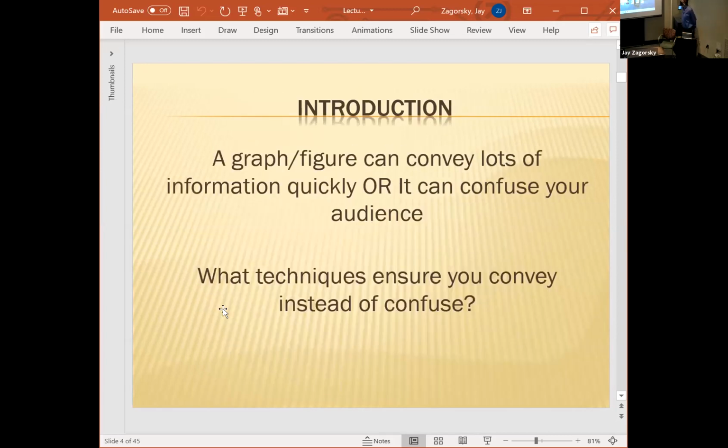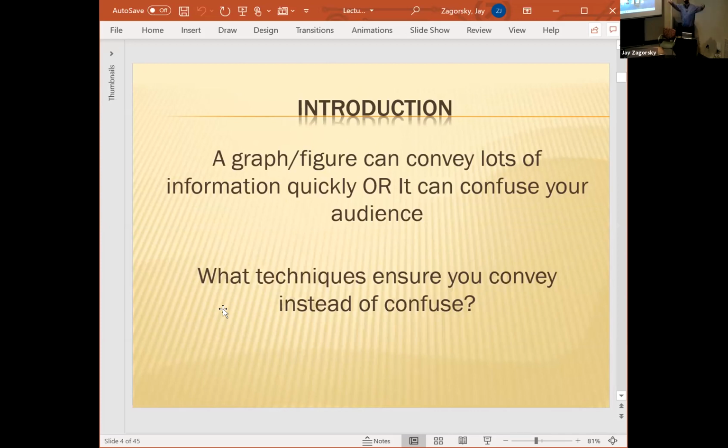So graphs, figures, charts, whatever you want to call them, they can convey a huge amount of information quickly, or I can put up a chart, not tell you much about it, and your entire audience can go, what the heck are we looking at? Get really confused, and when audiences get confused, they pull out their phones and they start playing, they start checking their messages, they start ordering lunch or dinner or something like that, and they stop paying attention to you.